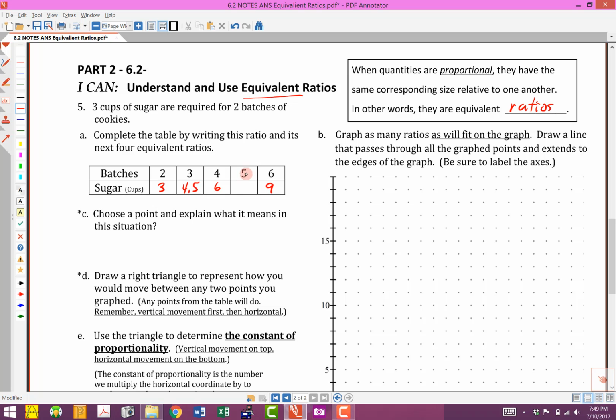And for 5 batches, it would have to be right in between here. So what's right in between 6 cups and 9 cups? It's not quite 7, that's a little close to 6, and it's not quite 8, that's a little too close to 9. So this is going to be 7.5 cups.